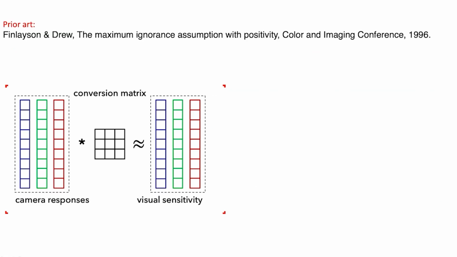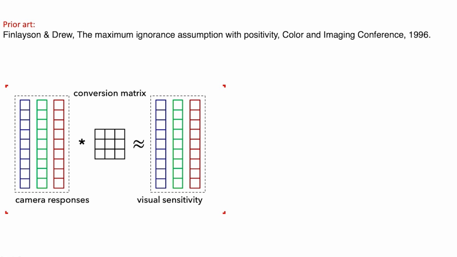Now, if all we have are those RGB values and we want to get Y, one method of doing that that is relatively straightforward is the one by Finlayson and Drew, the maximum ignorance assumption with positivity method. And it's quite straightforward. All we would do is take our camera responses, represent them as vectors, do the same with the visual sensitivities of the CMFs, and find the least squares solution that maps one to the other as well as possible using a 3x3 matrix as shown here. And you can improve on that slightly by also adding a positivity prior, which is essentially a preconditioner matrix, which keeps the method essentially similar but has better results on average.